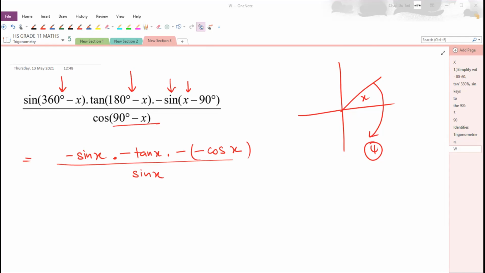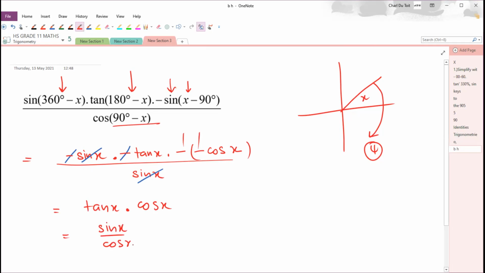So that sin and sin cancels. That negative and that negative is a positive. So what remains is tan x times cos x. But tan is the same as sin over cos, times cos x over 1. And those two cancel. And then I get sin x. Bang.